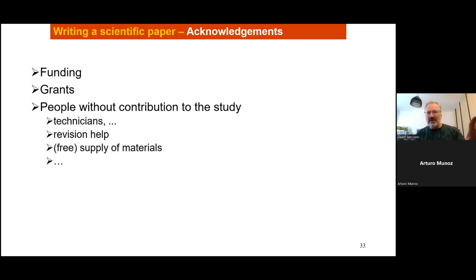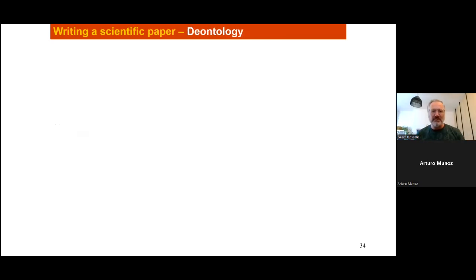For instance, if you're not a native English speaker, it can be interesting to mention that this person has helped with improving the English language in the manuscript. Because that automatically shows to a reviewer, oh, they have done this review, so that's good. We don't have to comment about that because this has been checked. Also, free supply of materials, etc. This can all be in the acknowledgements.